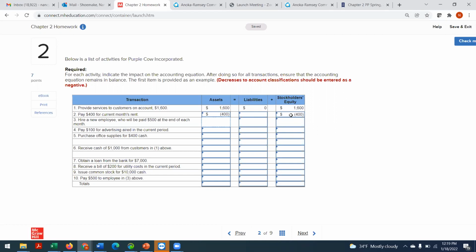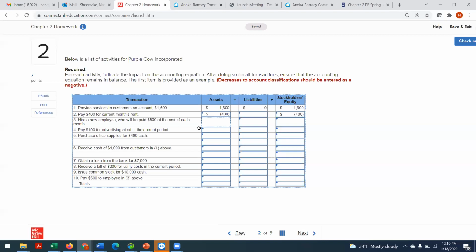Now, if it said hired the employee and gave them a $5,000 starting bonus, that would be different. But it just said hired employee, and this is how much they will be paid. So nothing's going to happen there.